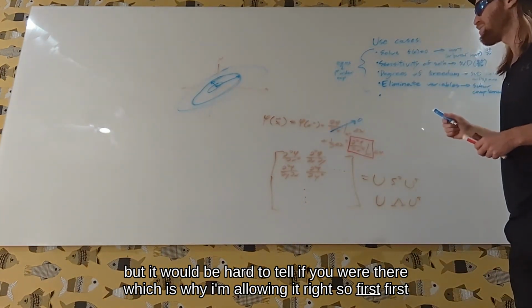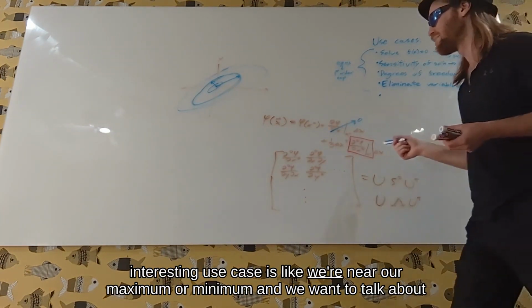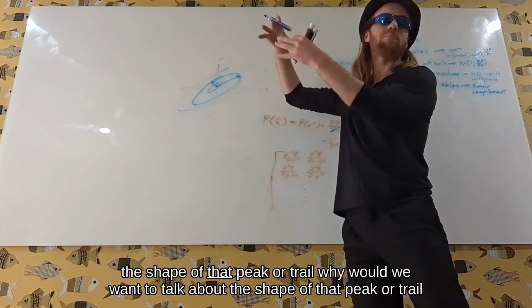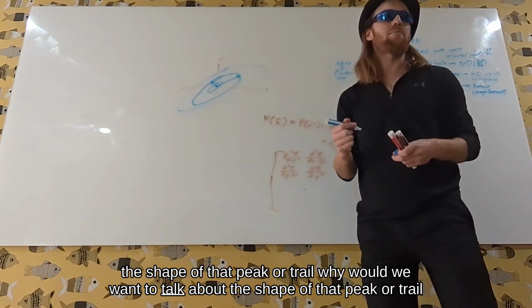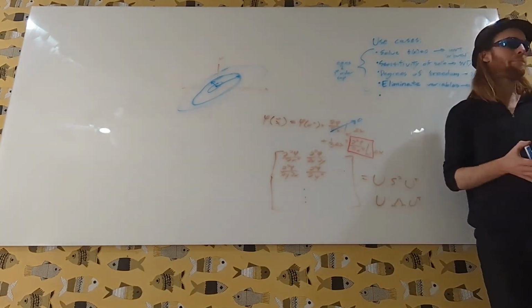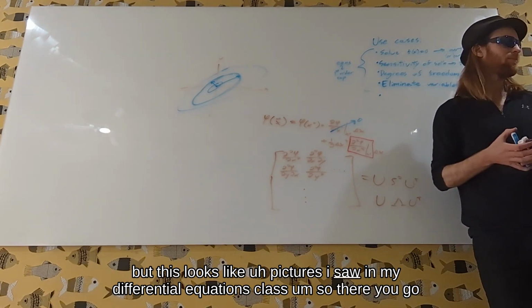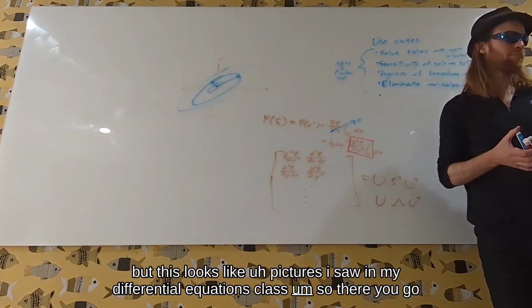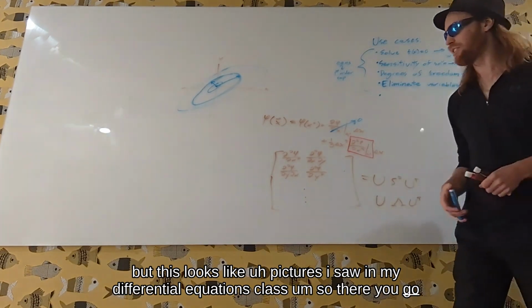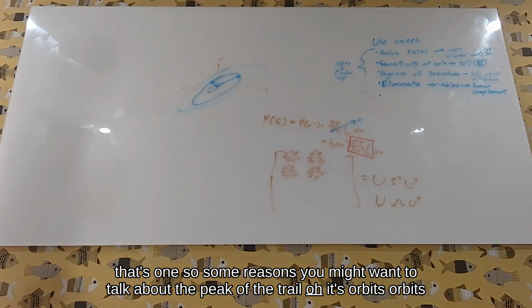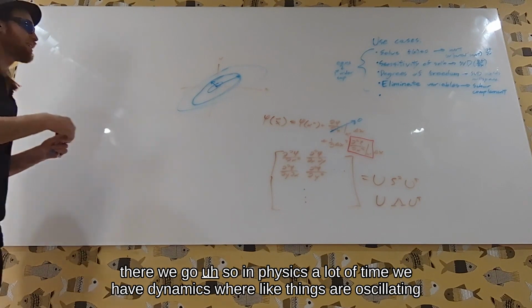Right. So the first interesting use case is we're near a maximum or a minimum, and we want to talk about the shape of that peak or trough. Why would we want to talk about the shape of that peak or trough? This looks like pictures I saw in my differential equations class. There you go, that's one. Some reasons you might want to talk about the peak or the trough. Oh, it's orbits. Orbits, there we go.